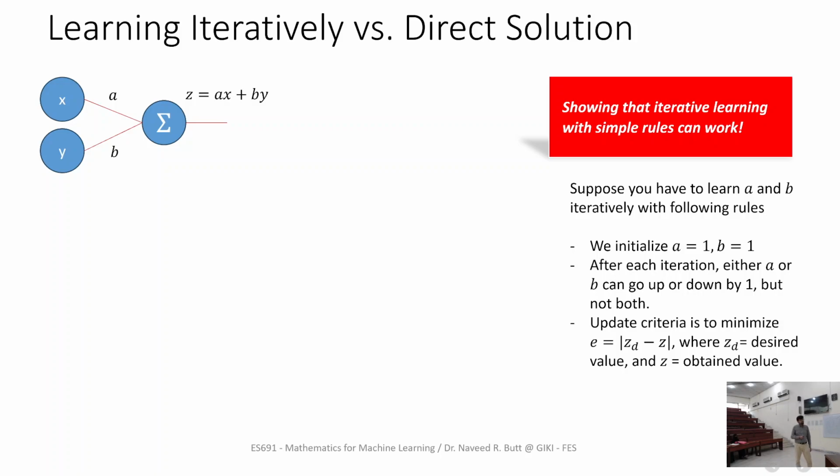How do I update them? This updating is the learning part. I start with a equals 1. Should I go up to a equals 2, or go down to a equals 0, or should I instead go for b, make it 2 or 0? That is going to be the update. That is your learning space. From that space you have to find the best course of action. Now best is not a quantitative thing.